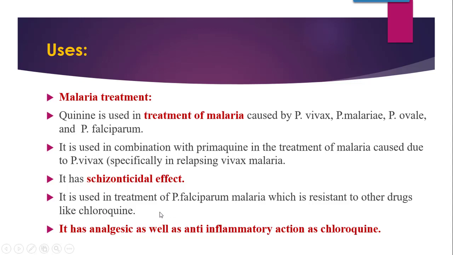What was the other use of chloroquine? It was used in the treatment of autoimmune and inflammatory disorders like rheumatoid arthritis and lupus erythematosus. Quinine also has analgesic and anti-inflammatory action, the same as chloroquine, but quinine is not specifically mentioned in the treatment of such autoimmune disorders like chloroquine. Nowadays quinine is mostly not used because it has various side effects which are not desirable for human health, like deafness.